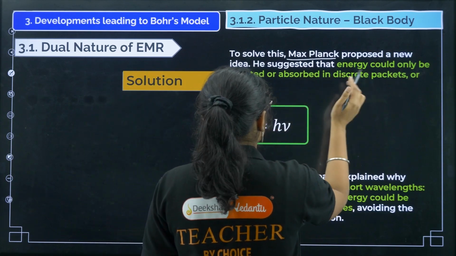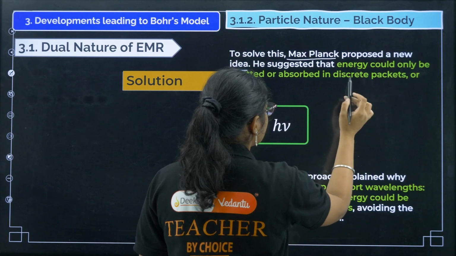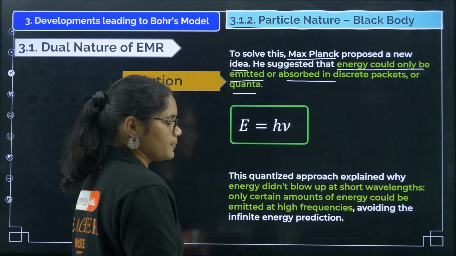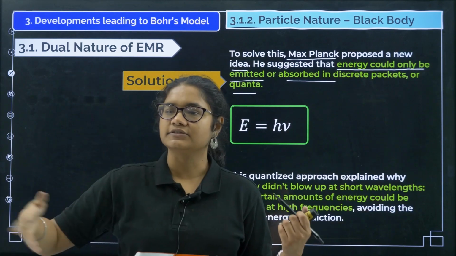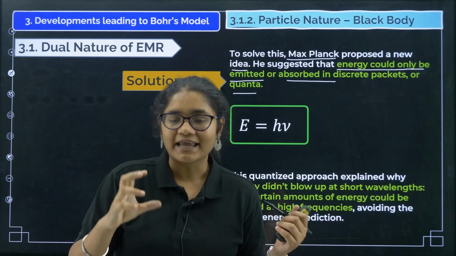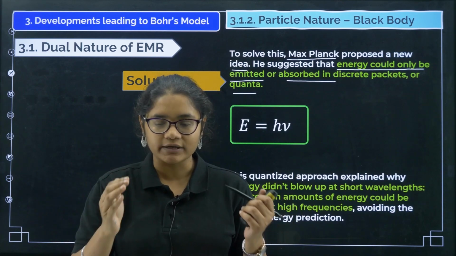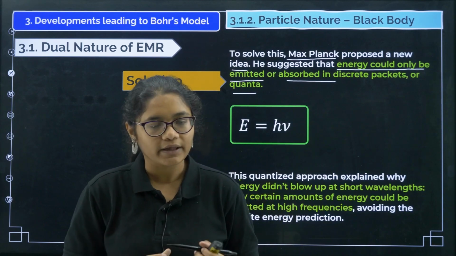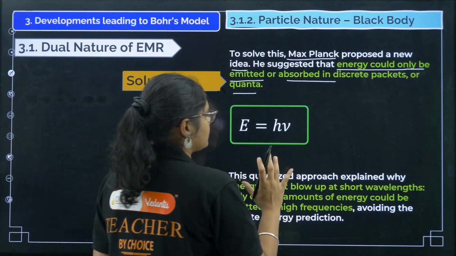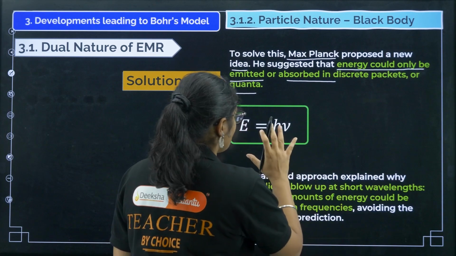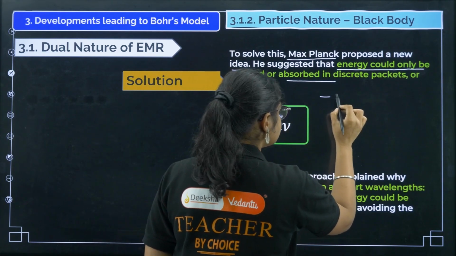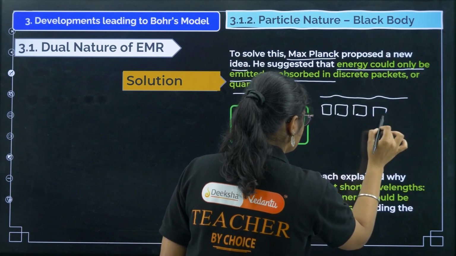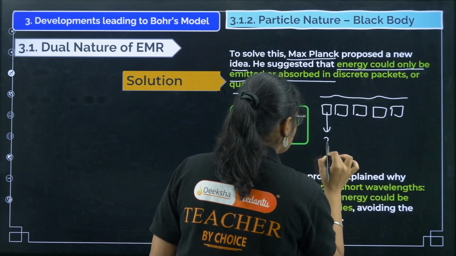So to solve this, Max Planck proposed a new idea, and he suggested that energy could only be emitted or absorbed in discrete packets or quanta. So he said that you cannot just release whatever energy you want. Energy can be released in only discrete amounts. Certain amounts only can be released. Indefinite energy cannot be released. He gave the term quantized. Energy can be released in the form of packets, and these packets of energy are called quantum.